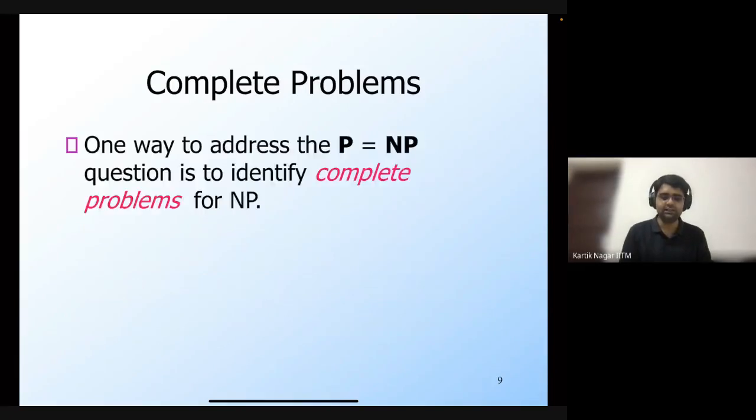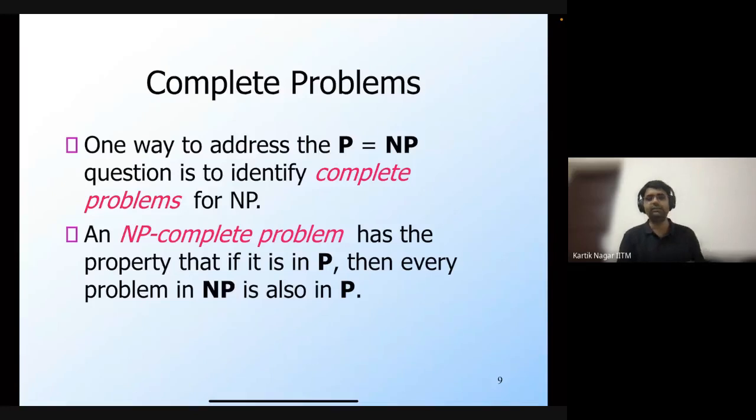So let's look at this concept of a complete problem. One way to address this P equal to NP question is to identify complete problems for NP. An NP complete problem is a problem that is in NP and that has this property: if this problem is in P, then every problem in NP is also in P. So this means that if an NP complete problem, which has a non-deterministic polynomial time-bounded Turing machine, also has a deterministic polynomial time-bounded Turing machine, then every problem in NP is also going to have a deterministic polynomial time-bounded Turing machine.